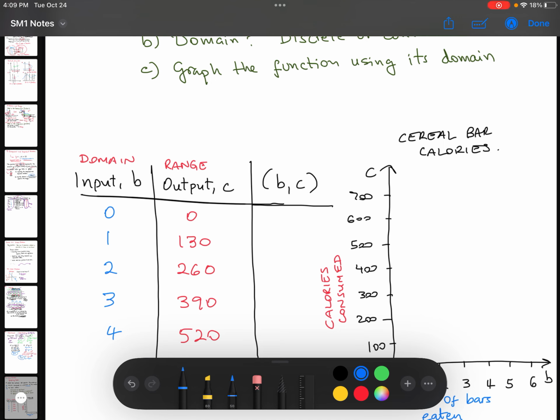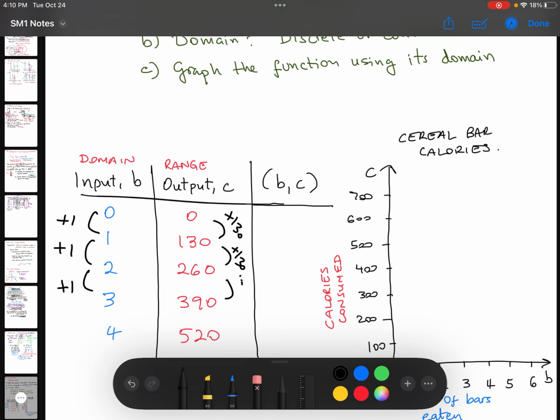As you can see, that happens consistently throughout this situation, where we have +1, +1, +1 on the inputs, whereas on the outputs you can see that we have +130, +130, and so on. So the rate of change is constant. Since the rate of change is constant, this situation represents a linear function.